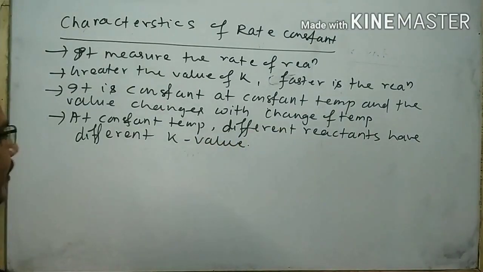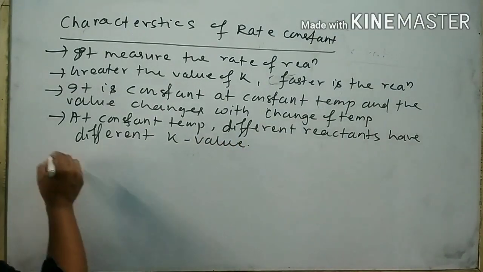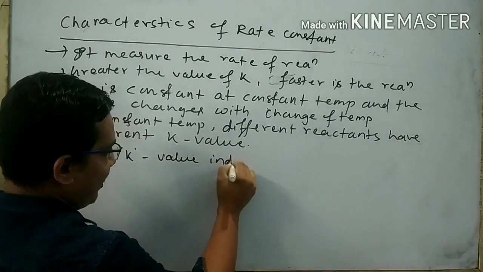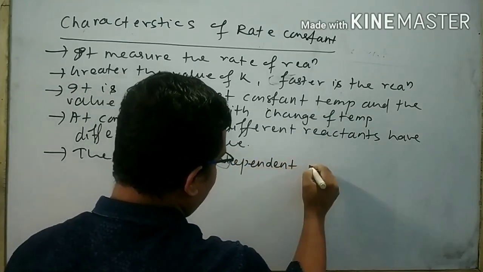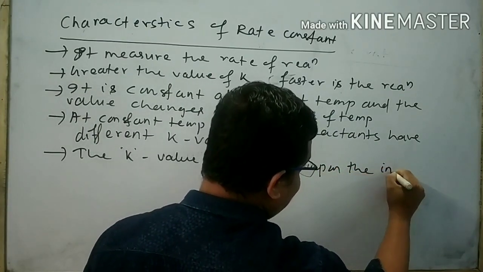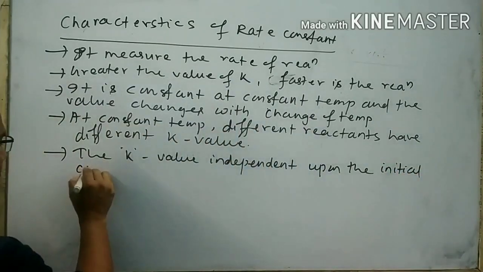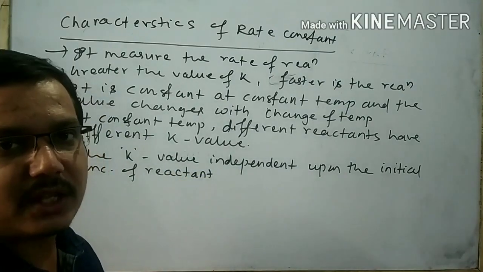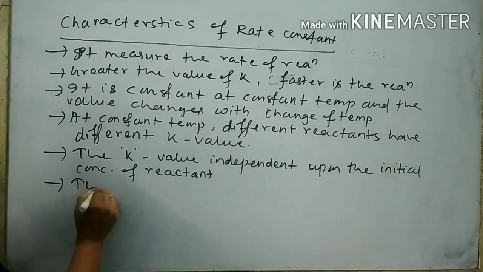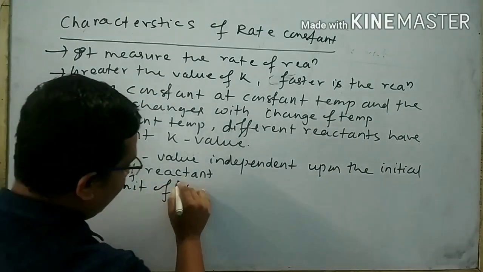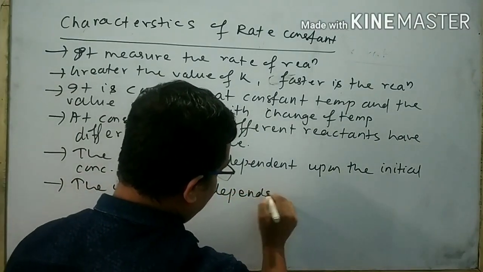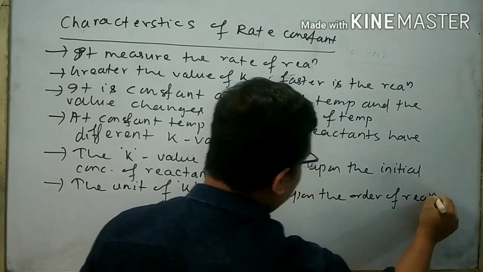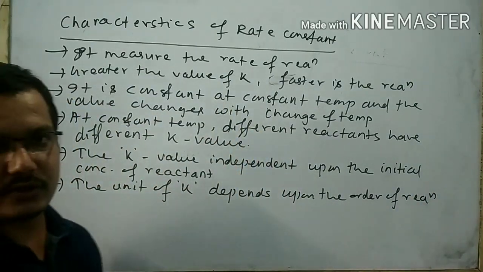The K value is independent of the initial concentration of the reactant. The unit of K depends upon the order of the reaction, so we can write, the unit of K depends upon the order of reaction. These are the characteristics of rate constant.